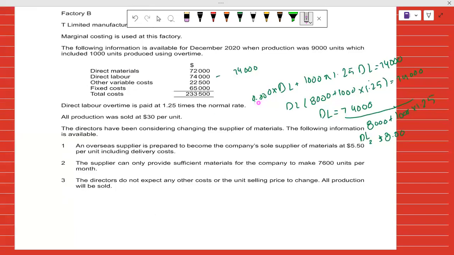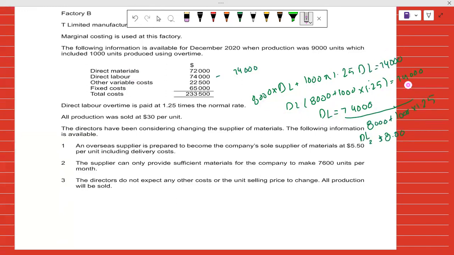So what we have to do is 8,000 units multiplied by direct labor. We don't know the cost for the direct labor, so that is why we are multiplying by this, and plus for 1,000 units, we know that the rate is 1.25 times the normal rate, which is equal to 74,000. 74,000 is basically the total direct labor. Okay, so now we just extract this direct labor here: 8,000 plus 1,000 multiplied by 1.25 is equal to 74,000, which is direct labor.